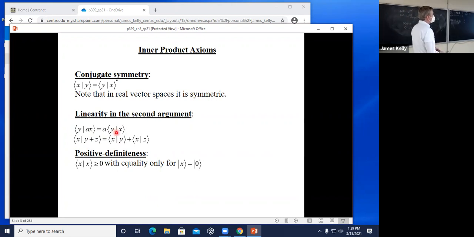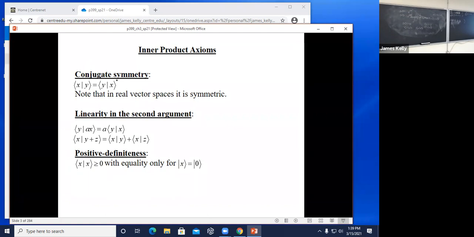And finally, this is an important one. Every inner product has to be positive definite. That means if you take an inner product of a vector with itself, it has to be greater than or equal to 0. That means it's a real number and a non-negative real number. And the only case where the inner product of a vector with itself is 0 is when the vector itself is the 0 vector. Okay, those are all things that are trivially satisfied for our usual dot product.